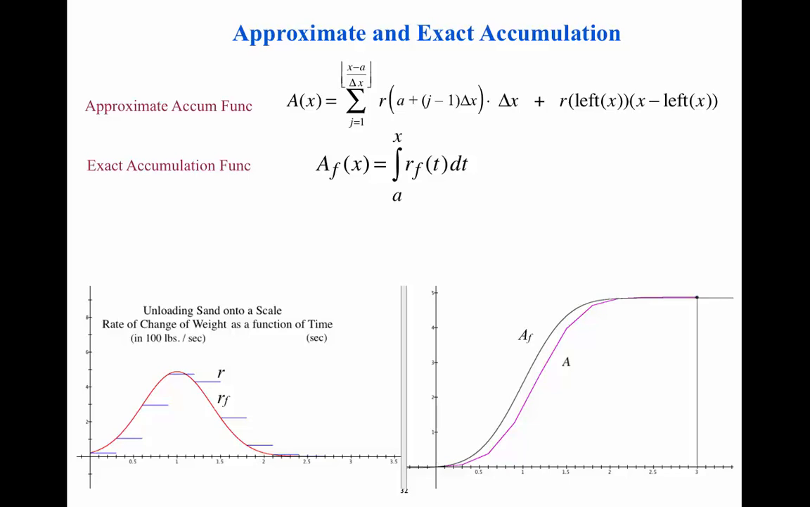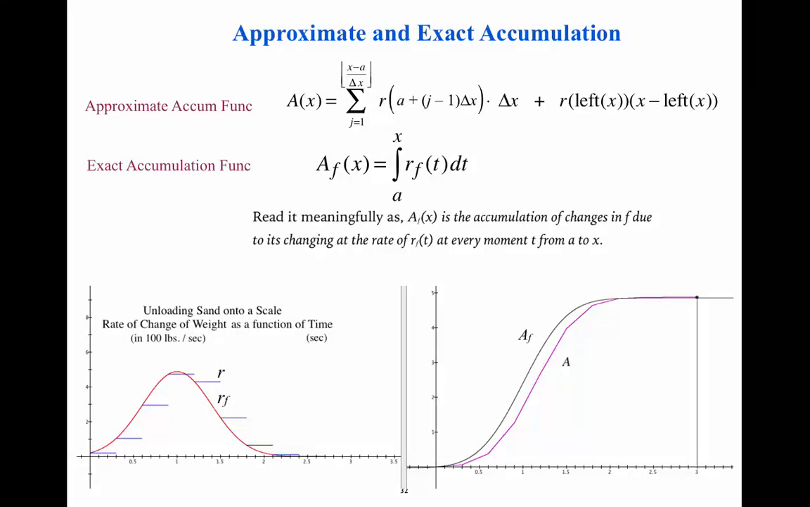Okay, so the question arises, why inside here do we have t's? Well, read it meaningfully here. Read this meaningfully as: A sub f of x is the accumulation of changes in f due to changing at the rate of r sub f of t at every moment from a to x. So it's the accumulation of changes in f, we'll talk about f in a second, due to its changing at the exact rate at every moment from a to x.